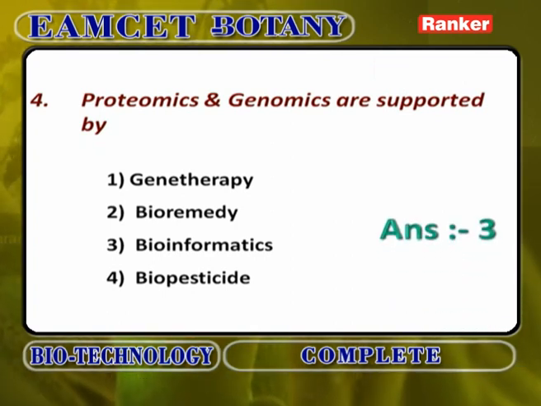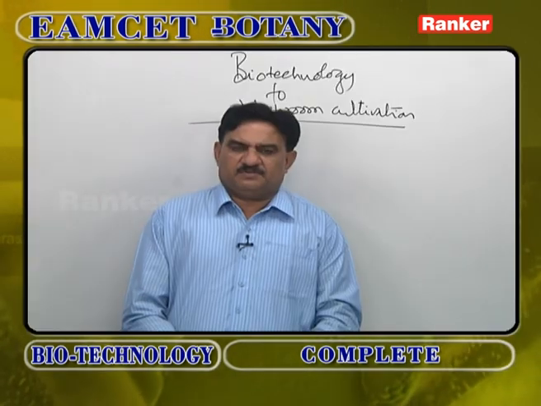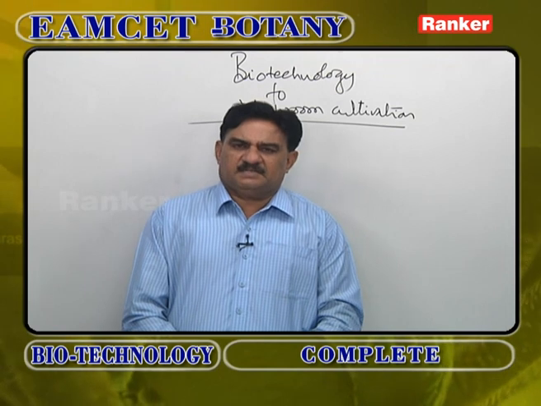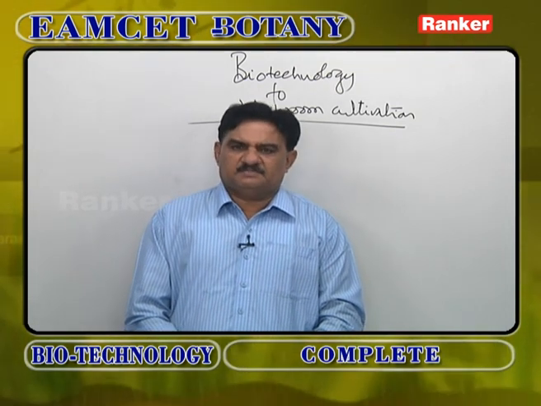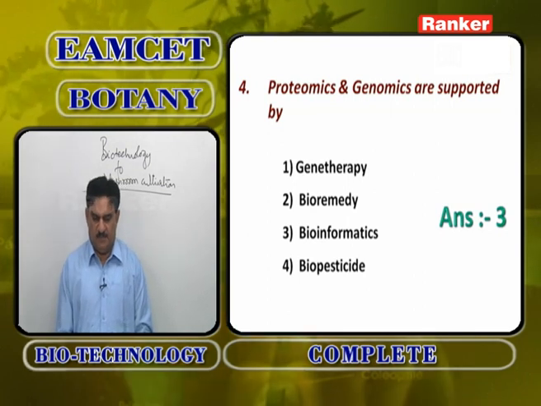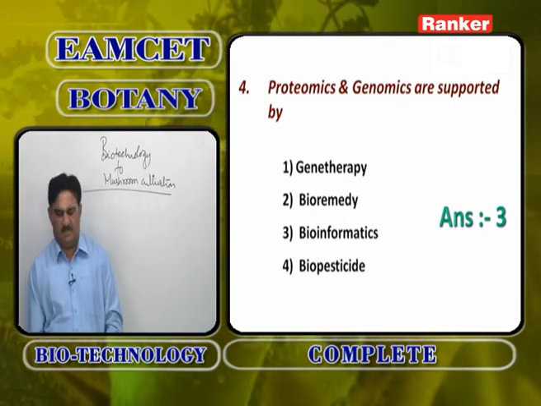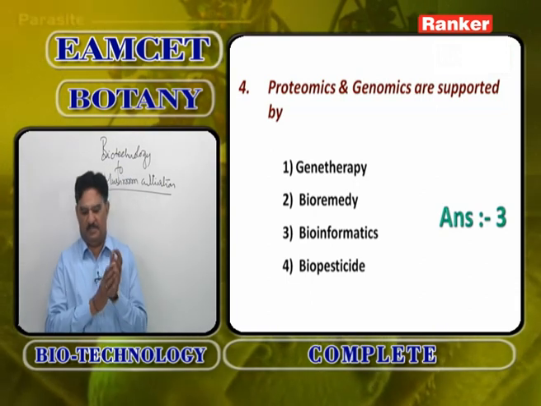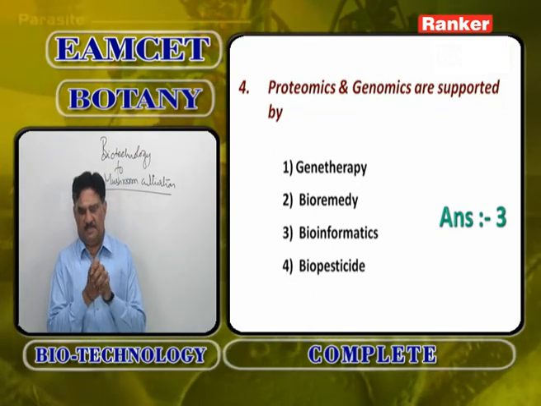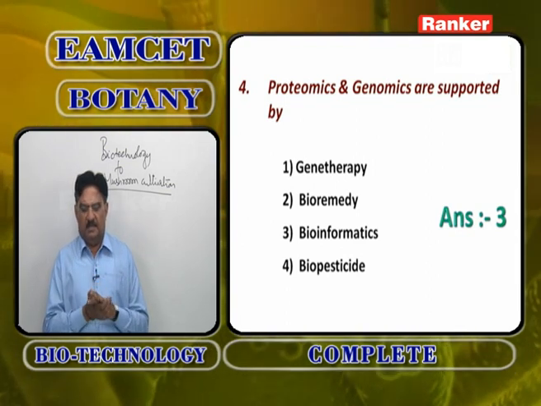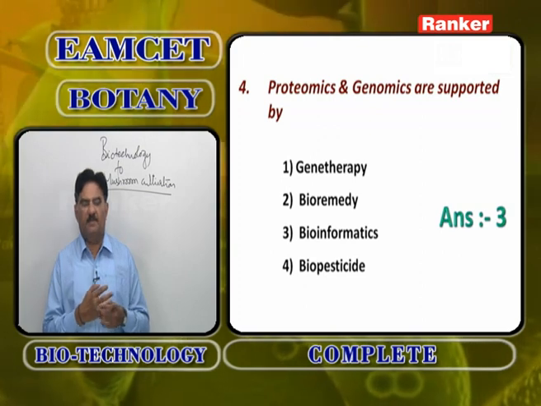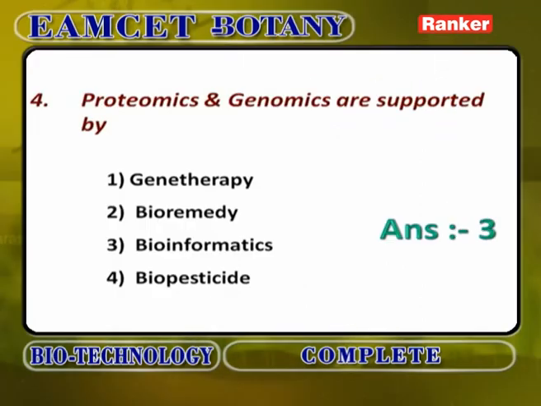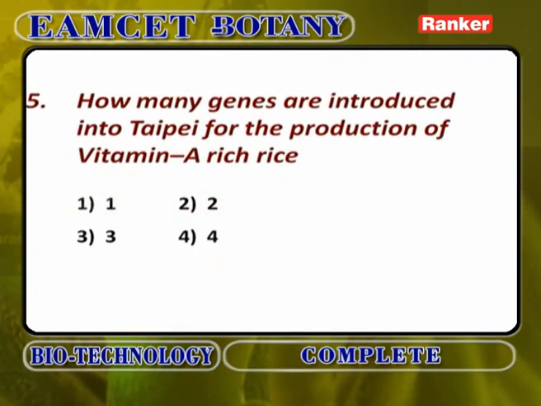Proteomics, genomics are supported by. Proteomics means the science that deals with the study of knowing the chain or sequence of amino acids in a protein by computer is proteomics. Genomics means the concept or science of studying genomes by using computer technique. Genome is a haploid set of chromosomes. So, proteomics is the sequence of amino acids in a protein by computer. Genomics is the sequence of genes with the help of computer. It is not gene therapy, it is not bioremedy, it is not biopesticides, it is bioinformatics. So, bioinformatics is the concept which supports proteomics and genomics.